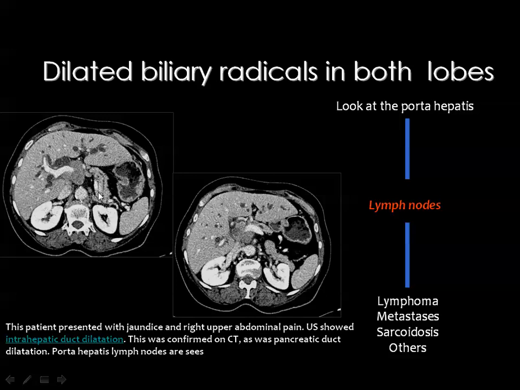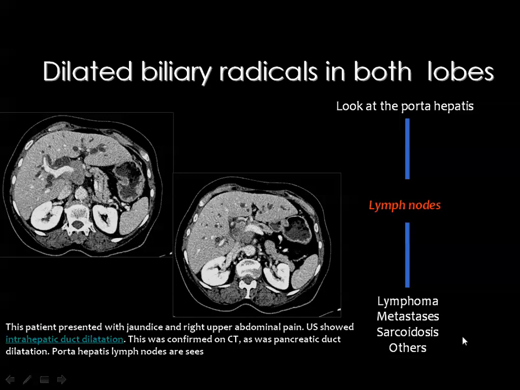And in the porta hepatis, you can see masses like this. And you see this mass in the porta hepatis, and this is the remaining part of the mass. And actually, you know that most of the masses in the porta hepatis will represent lymph nodes. And lymph node pathology here may include lymphoma, metastasis, sarcoid, and other pathologies of the lymph nodes. But you have reached the cause and the level of obstruction.